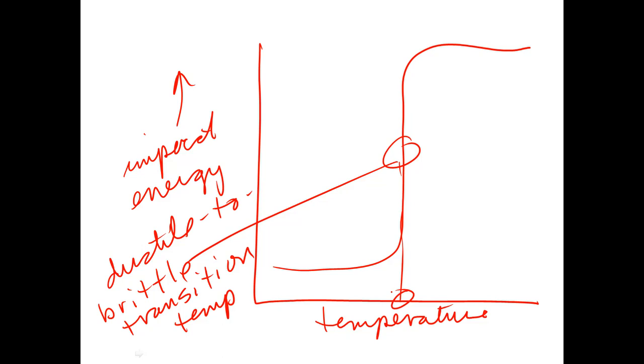And this is a classic question, once again, on the FE test or the professional engineering test. Name the phenomenon of transition as a function of impact energy versus temperature, and that being the ductile to brittle transition temperature, and this is common for low carbon steels.